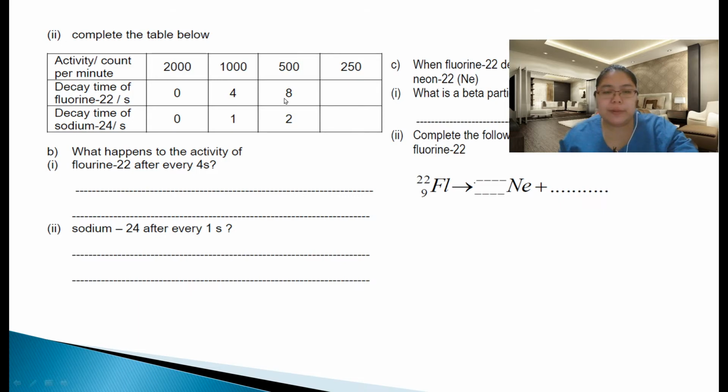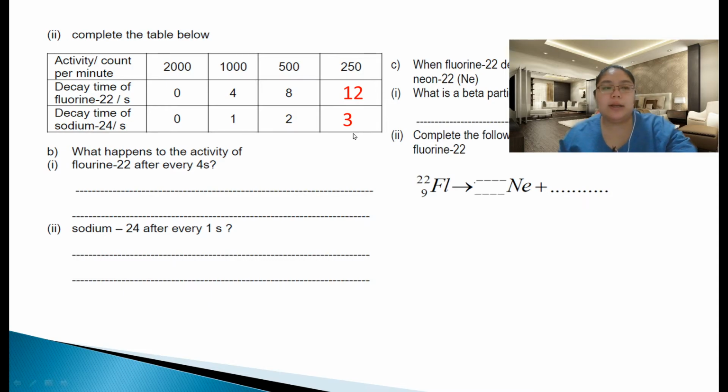It becomes 4 plus 4, then plus 4 some more, so it becomes 12. Now for the sodium, you can refer to your notes. When starting it is 0, then 1, so we know the half-life is 1. When it halves again it becomes 2, and half again should be 3. So the half-life is fixed.